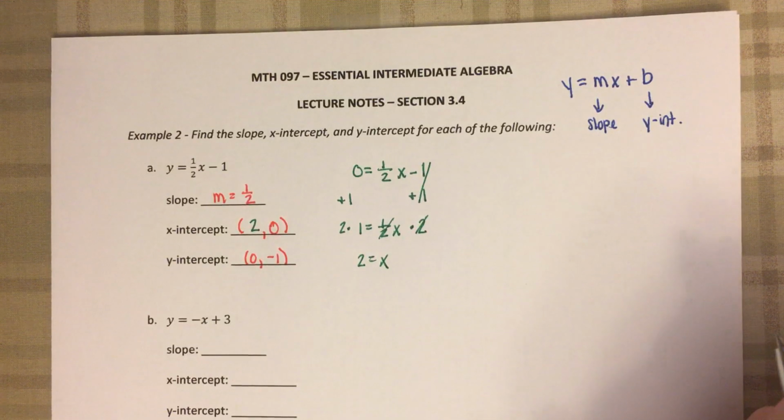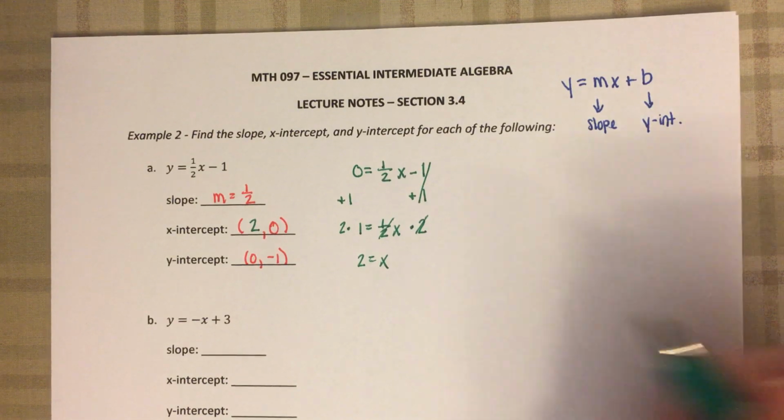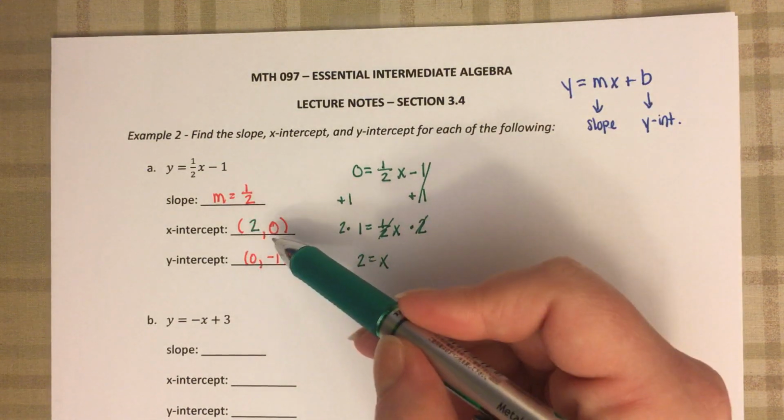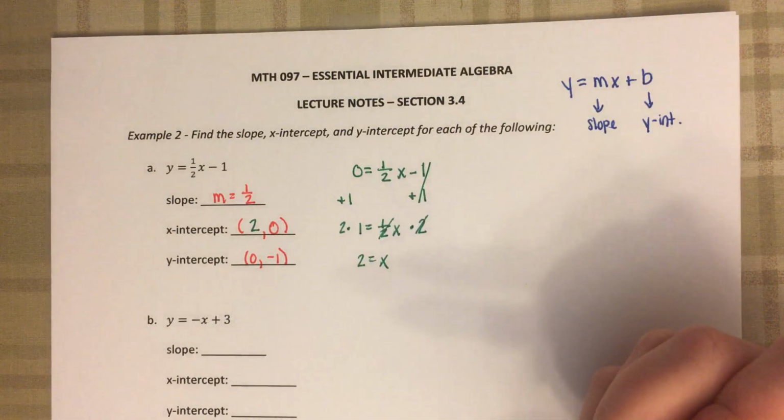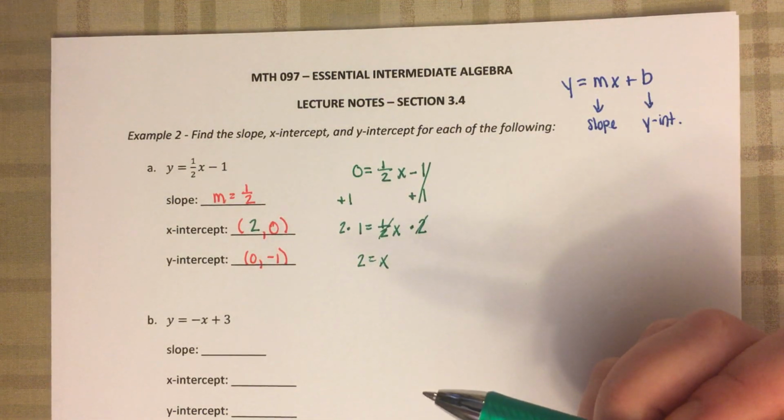You can multiply to get rid of the fraction first and then add if you want. Either way, we should end up with x equals 2 for our answer. So our x-intercept, we take that value, we put it in next to our y-coordinate of 0, so we get an x-intercept for this first one of 2, 0.